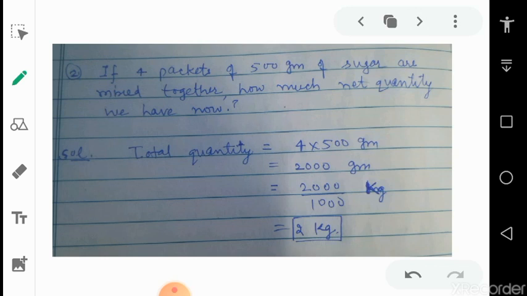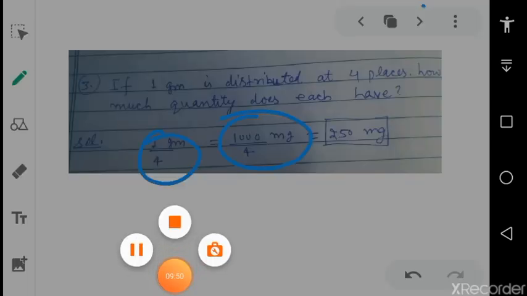So the gram divided by 1000 will give the kilogram, and it is 2 kg. And obviously 500 gram is half kg. So if half kg is multiplied by 4, we have 2 kg.